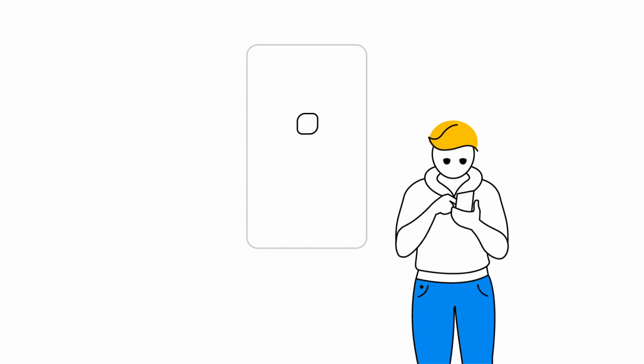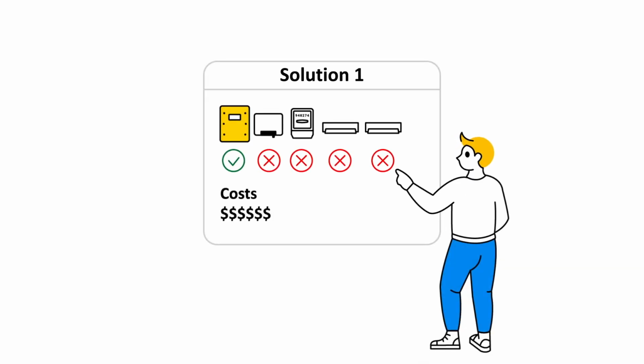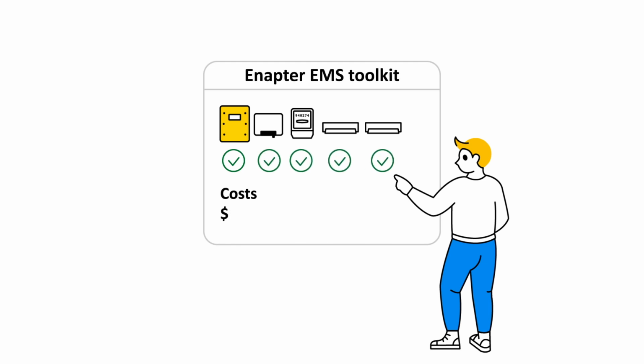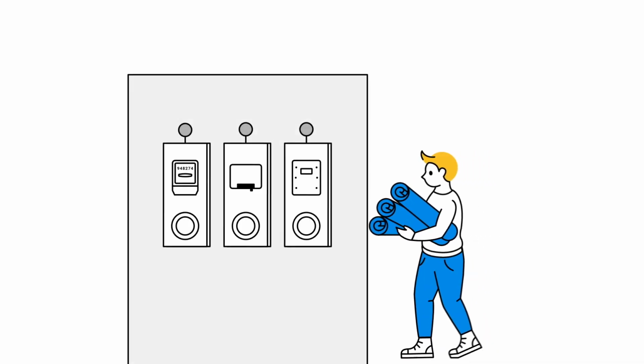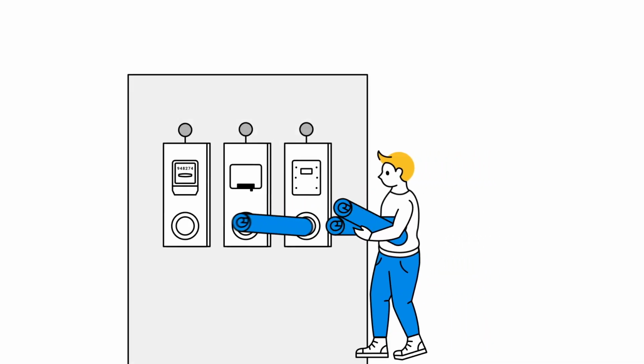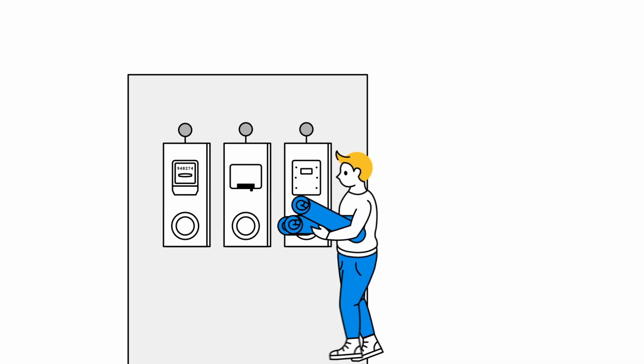He found some first complicated and expensive solutions, then came across the Enapter EMS toolkit, which allowed him to monitor and control all his devices in one mobile app. For his solar inverters, batteries, and EV, Enapter Blueprints exist and send data and commands to the Enapter cloud.